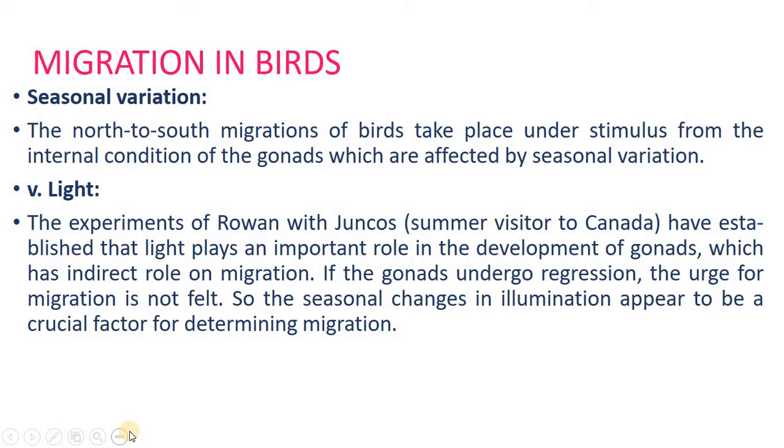Further, seasonal migrations. Here, the north to south migrations of birds take place under stimulus from the internal conditions of gonads which are affected by seasonal variations. So this is another factor. So seasonal variations, that is the winter and the summer climate, these two main things regulate the migration. Then light is another important factor which initiates the migration.